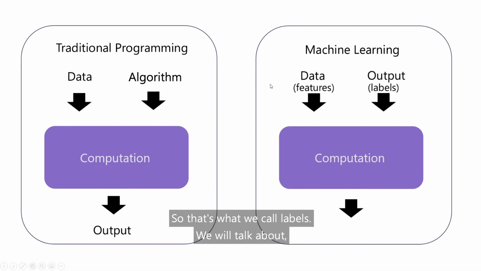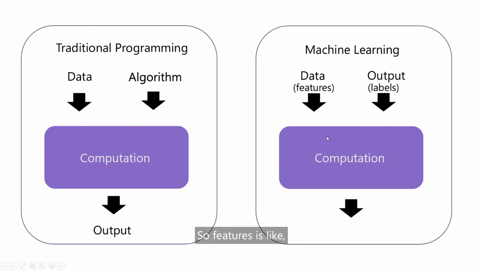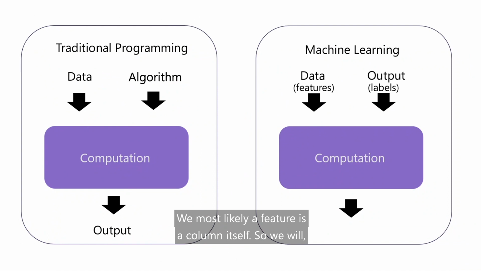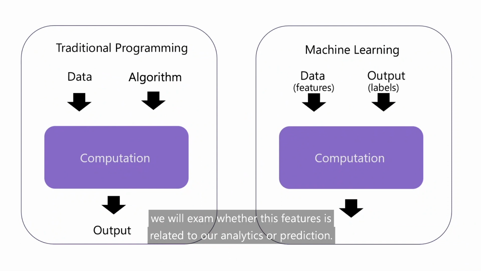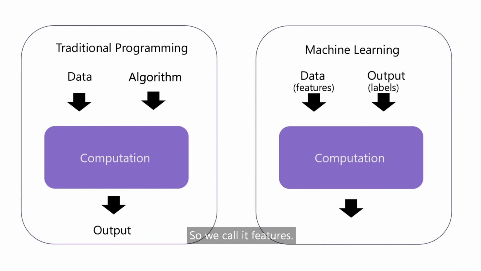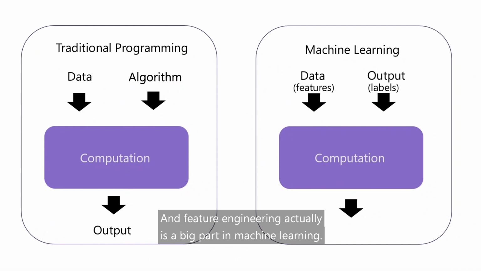We will talk about data as an input as well. You notice the word features, right? If it is relational data, like a table or CSV, most likely a feature is a column itself. We will examine whether these features are related to our analytics or prediction. So we call them features. And feature engineering is actually a big part of machine learning.